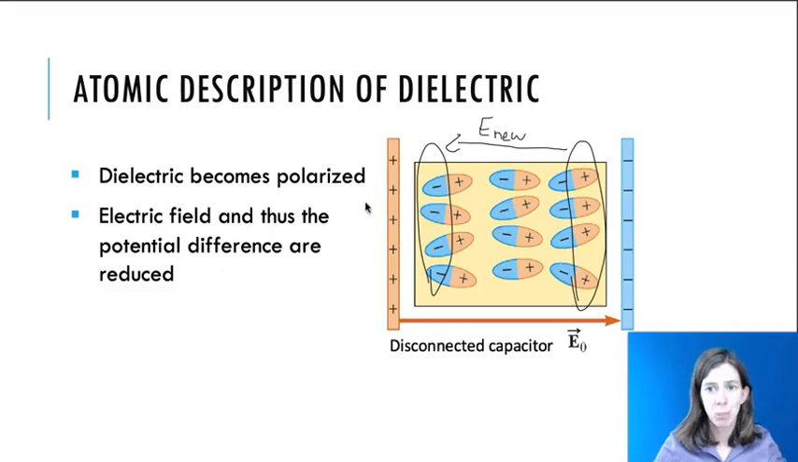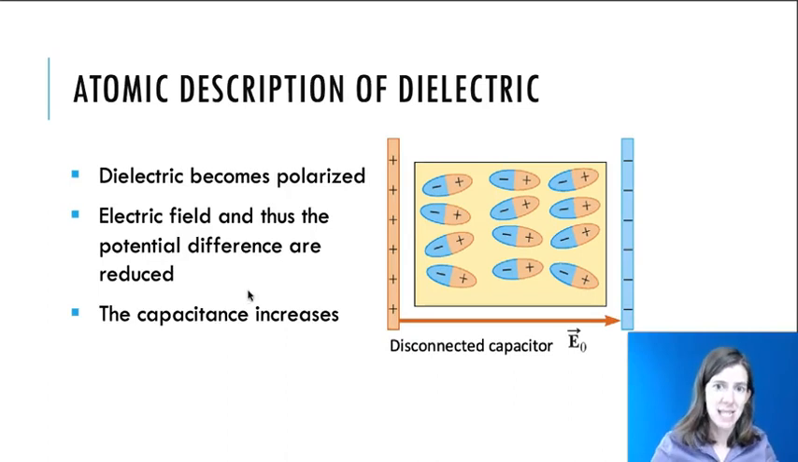Since the distance between the plates hasn't changed, if you remember this equation, the potential difference equals negative ED, well, if you don't change the distance, but you decrease the electric field, then you're also decreasing the potential difference. So again, this is why I was talking about a disconnected capacitor, because if it was connected, then we wouldn't be able to go through this analysis, because the potential difference would stay the same. So the potential difference is reduced across this capacitor just by placing the dielectric, and as a result, the capacitance increases.